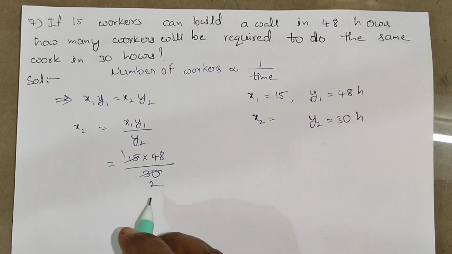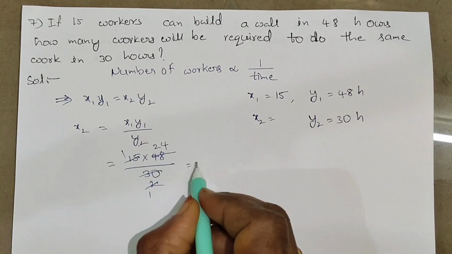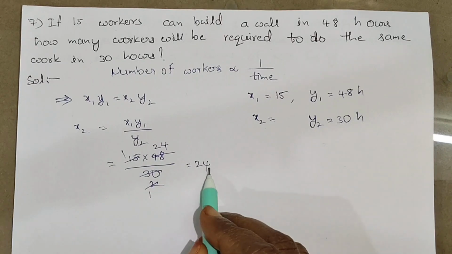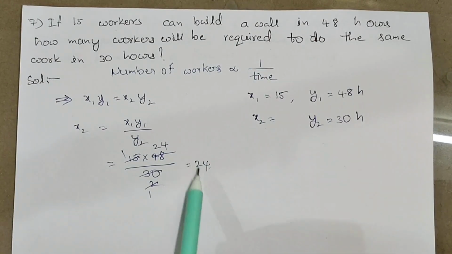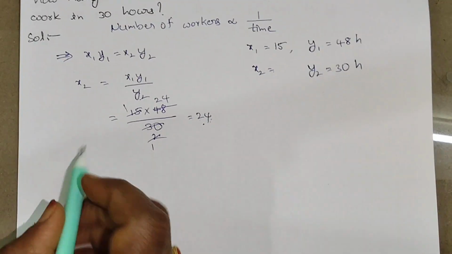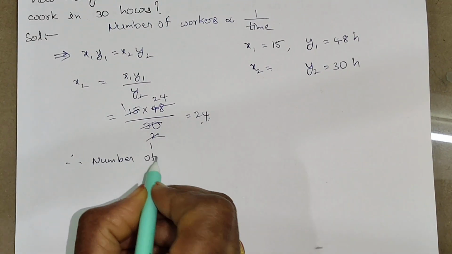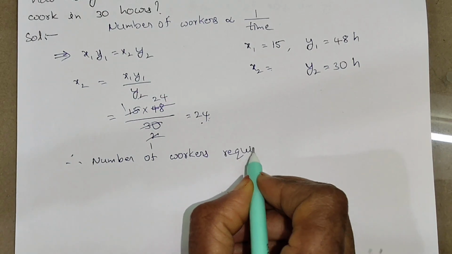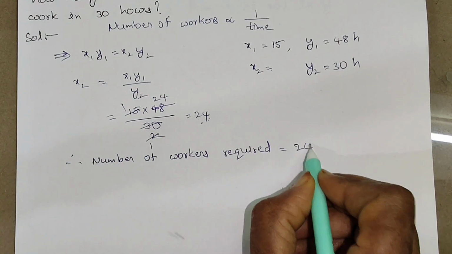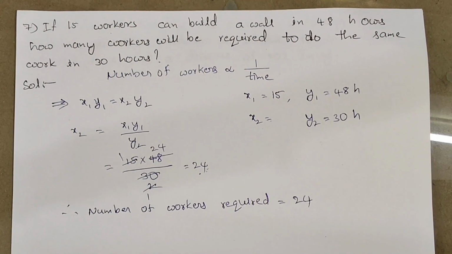15 ones are 15, 2s are 30. Here 2 ones are 2, 2 2s are 4. Here 24. Here x2 equal to 24. What is x2? Workers that will be required. Here the required workers are 24. So therefore the number of workers required is equal to 24. So here 24 workers are required. So this is the complete solution of the 7th one.